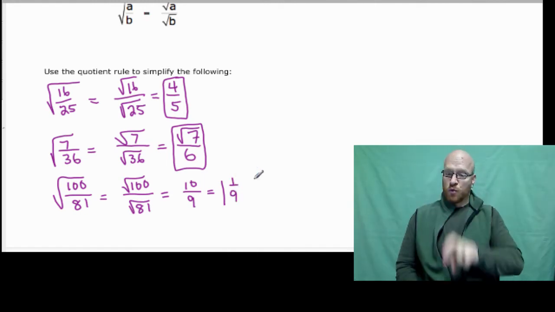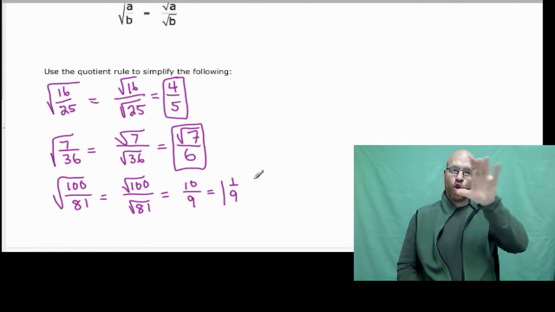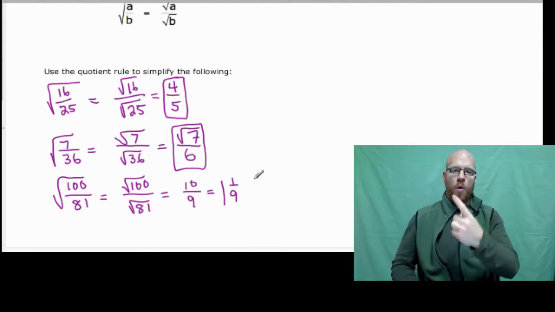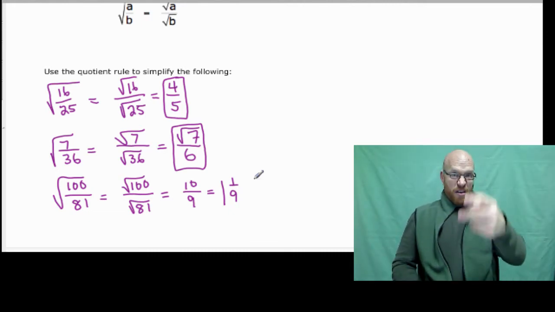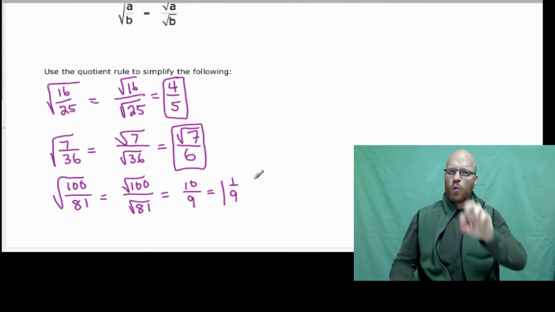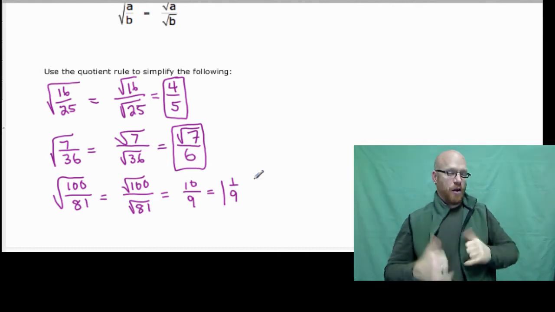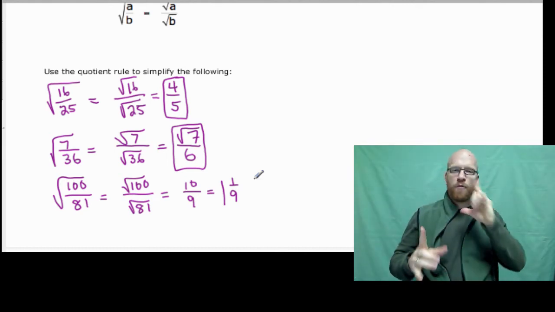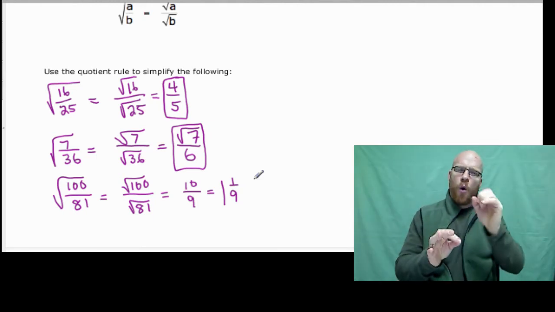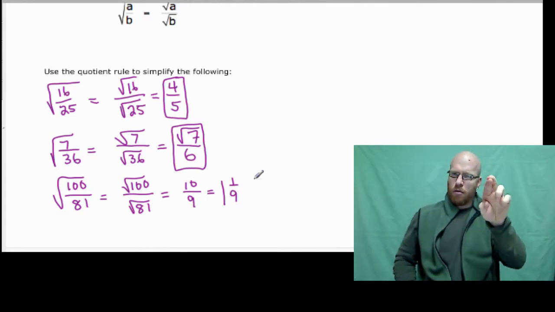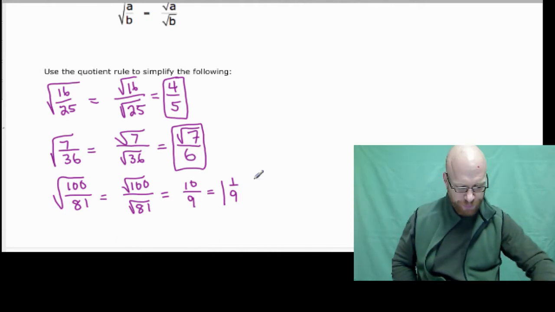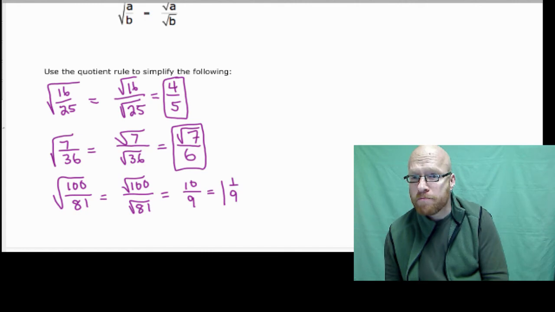All right, so the square root of 100 over 81 is equal to the square root of 100 divided by the square root of 81. Then becomes 10/9, and I convert to a mixed number, 1 and 1/9. Now, in these examples, all denominators were perfect squares. There were no square roots left in the denominator. Square roots are not allowed to remain in the denominator, but we're not going to face that for now. Now, next, we're going to work on simplifying or breaking down radicals using our two rules we just learned, the quotient rule and the multiplication rule.